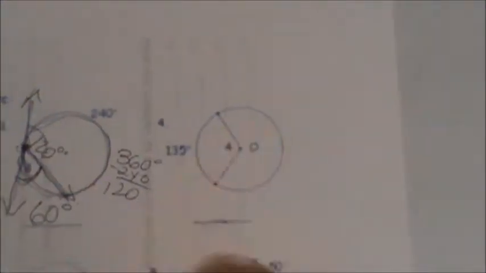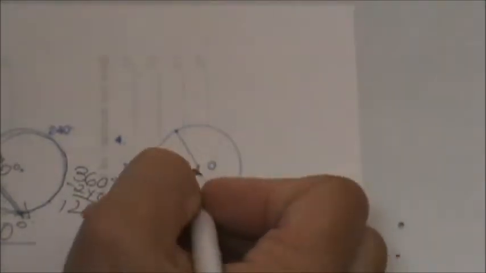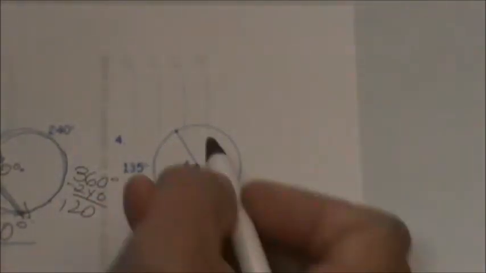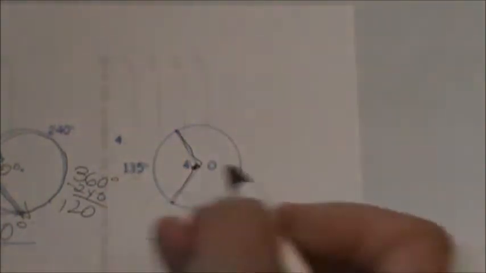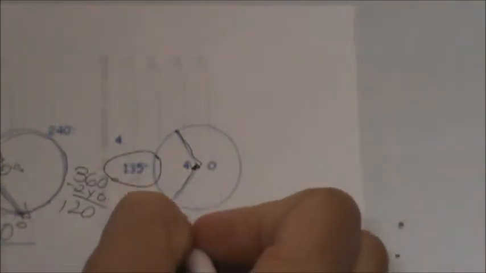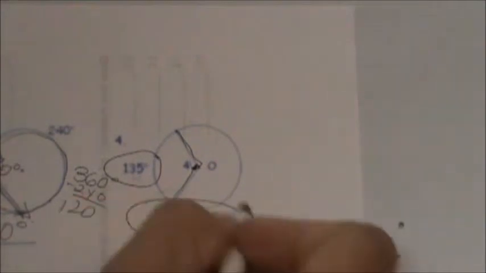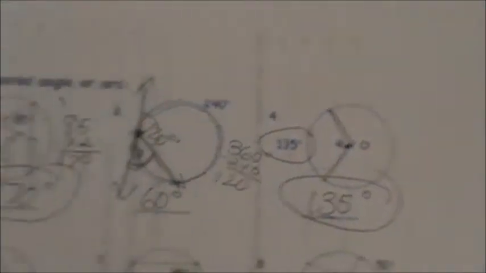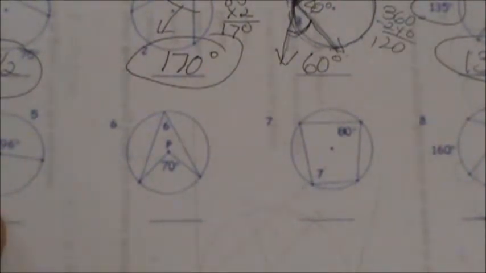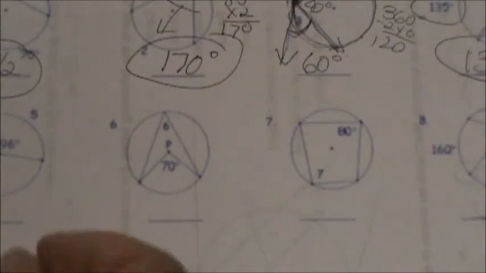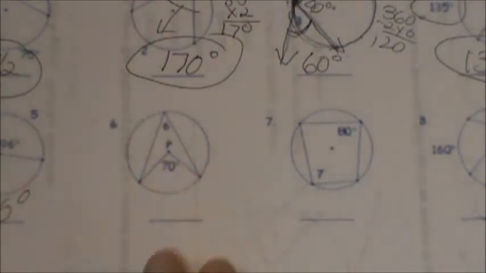Okay, let's look at this next one, number 4. What kind of angle is number 4? It's a central angle. So this one is so easy, you might have forgotten. If the arc is 135, then the angle is 135. Just as simple as that. Okay, so here's number 5. What type of angle? Central angle, 96. So what do we know the arc is? 96.